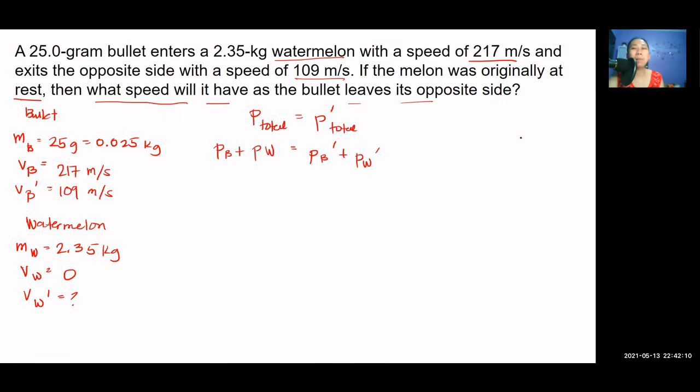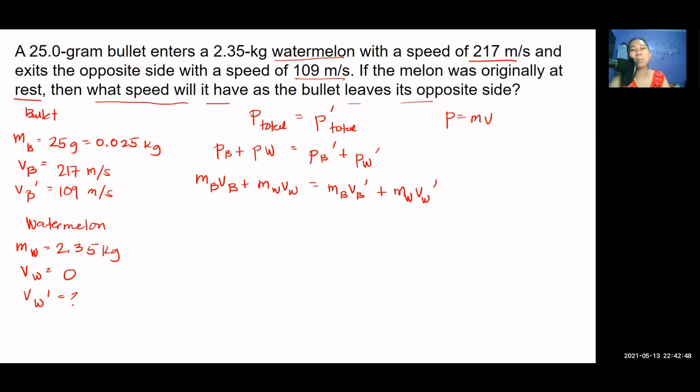Okay. So, alam natin ang equation for P is just equal to mv. So, gagawin ko lang dito, papalitan ko lang yung equation natin. So, magiging mb vb plus mw vw. So, this one is equal to mb vb prime plus mw vw prime. Okay, so ito yung after collision case kapag may prime.